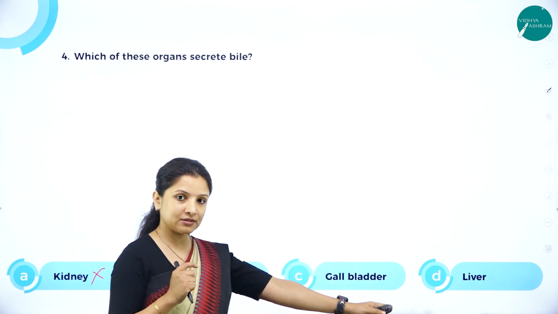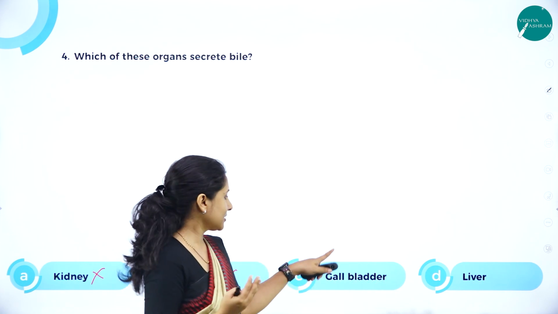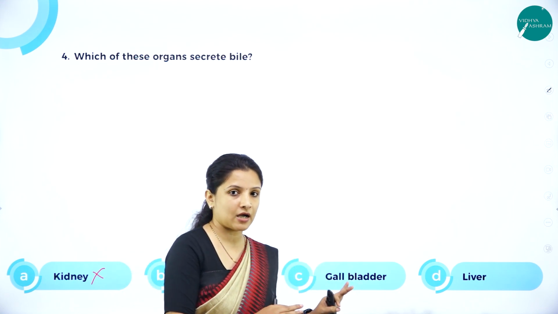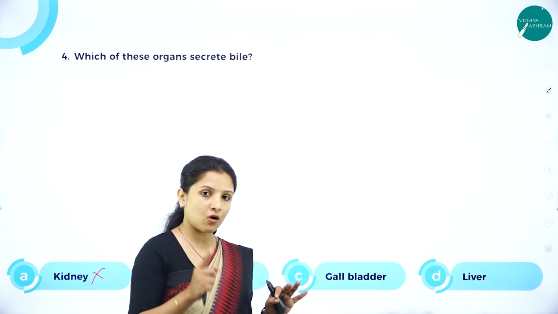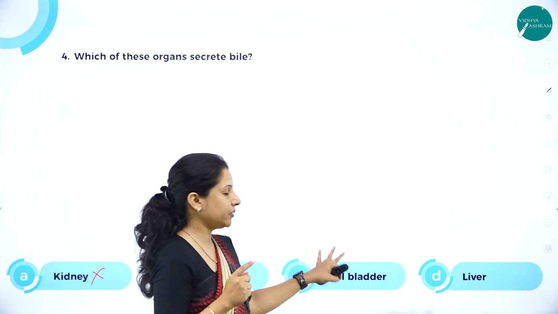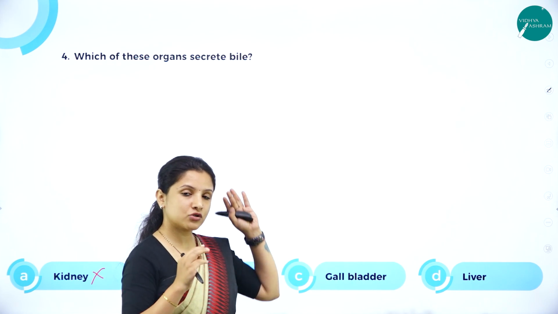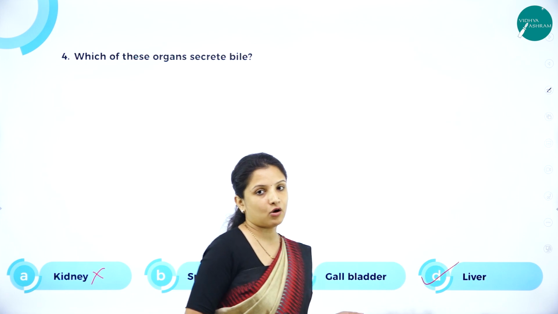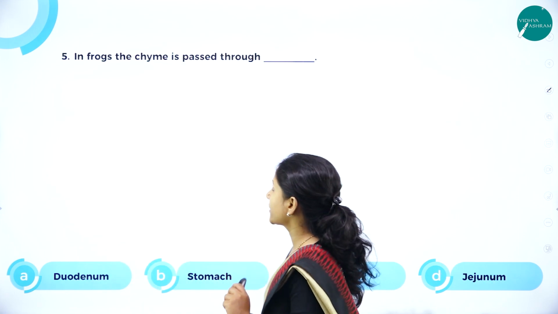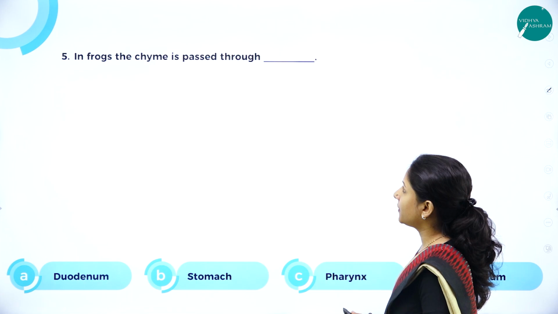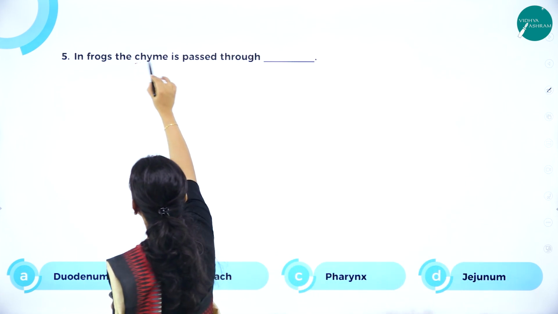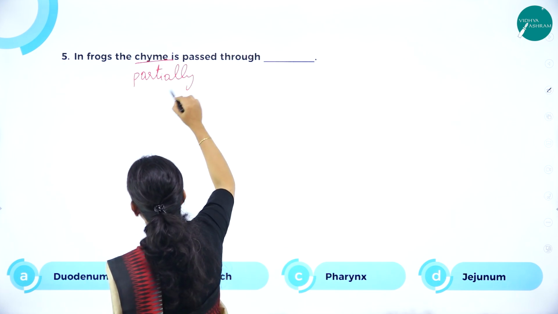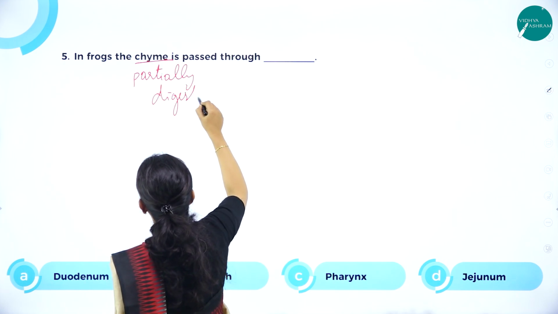If the question is which of these organs stores bile, it is the gallbladder, because whatever bile is secreted by the liver is stored in the gallbladder. But what was the question I asked? Which of these organs secrete bile? It is the liver, because the liver secretes bile. Option D. Next question. In frogs, the chyme is passed through, or instead of chyme they can ask partially digested food, because chyme is nothing but partially digested food.